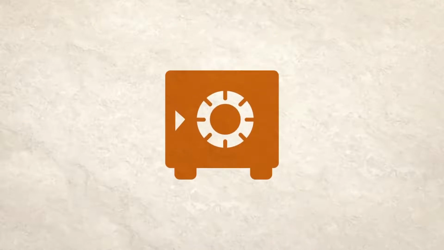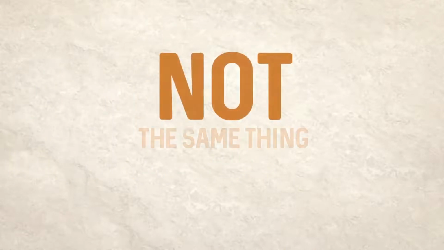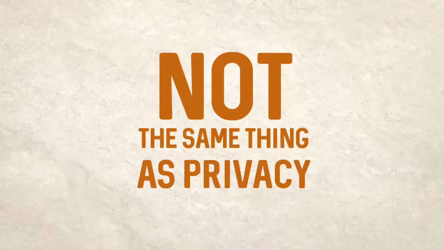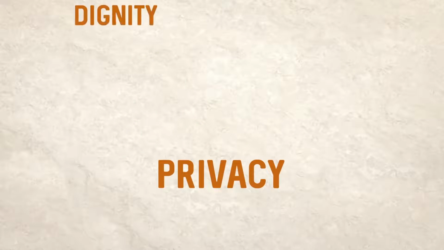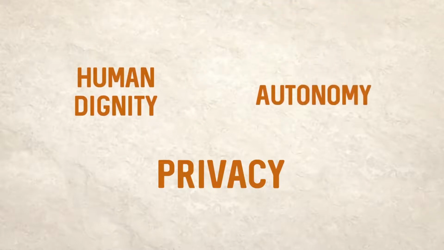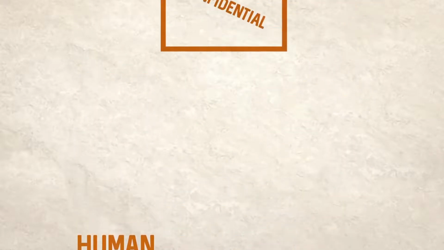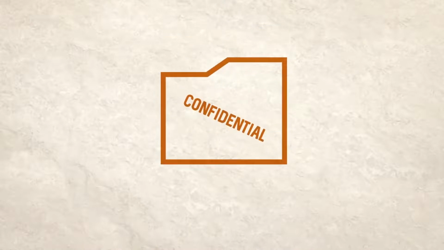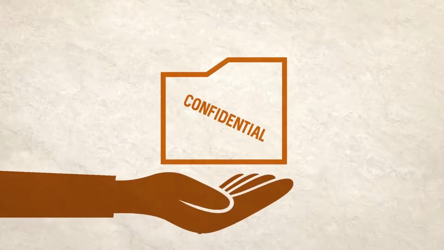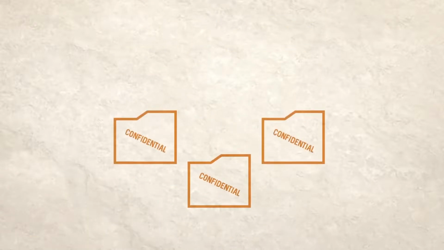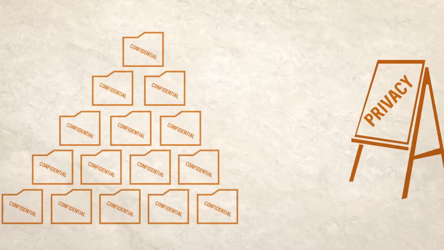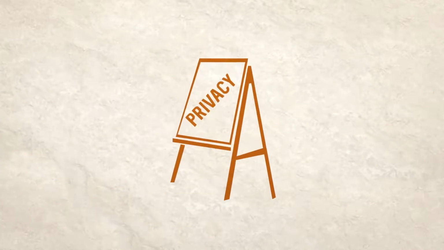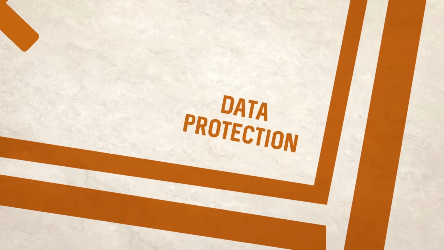And what about data protection? Contrary to popular belief, it is not the same thing as privacy. Privacy is a broad concept referring to the conditions which enable a basic foundation of human dignity and autonomy. Data protection is more specific. It's concerned with the ways third parties handle the information they hold about us, how it is collected, processed, shared, stored, and used. In other words, privacy is the big picture and data protection is one corner of it.